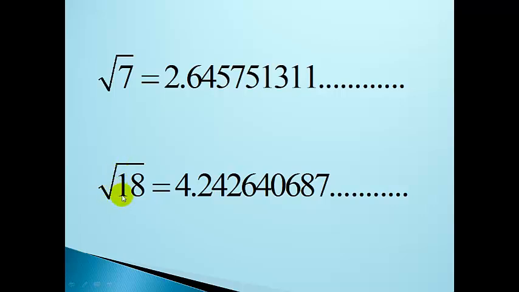Now, when we consider root 18, it is equal to 4.242640687. It continues like that. So because root 18 is a non-terminating decimal, that is why we say root 18 is also called a surd. So root 7 and root 18 are examples of surds.